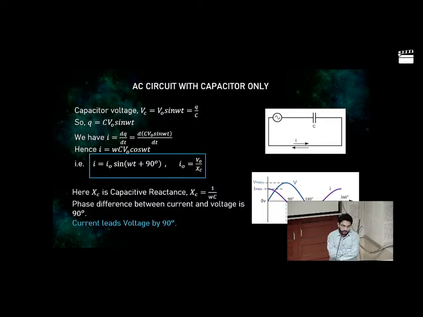Here one thing to note is that I naught equal to V naught by Xc, where Xc is the capacitive reactance, which is given by 1 by omega C. This is because when a capacitor is connected in an AC circuit, you need to calculate the impedance, or the reactance, that is offered by the capacitor, which is given by the formula X equal to 1 by 2 pi fC, or X equal to 1 by omega C. So the current leads voltage by 90 degree in case of a circuit with a pure capacitor.